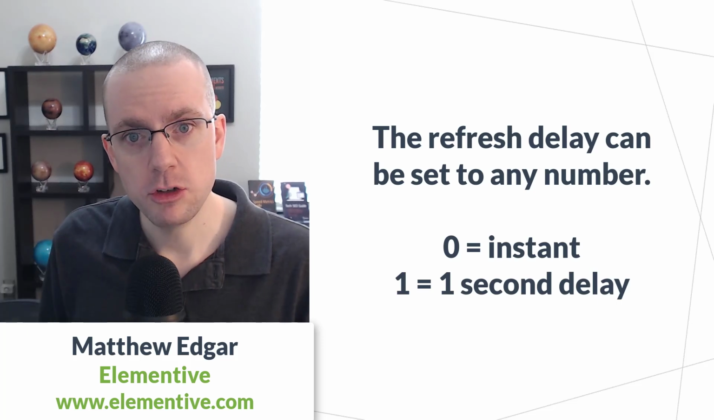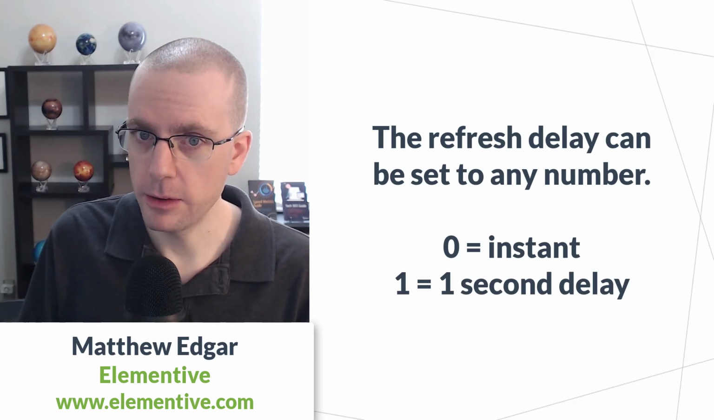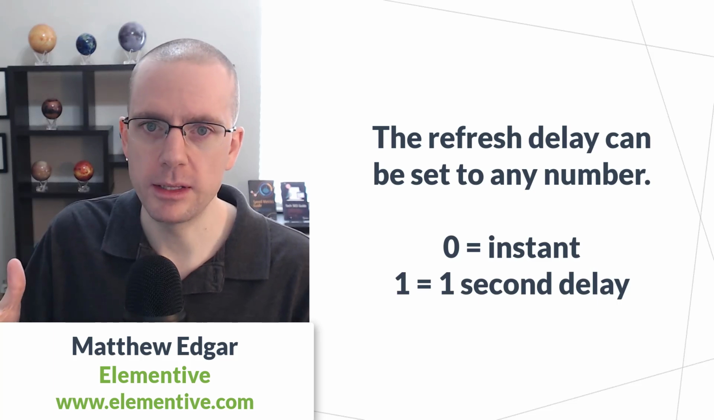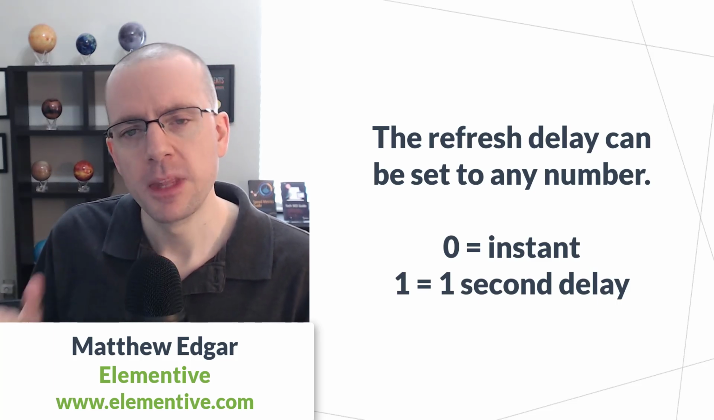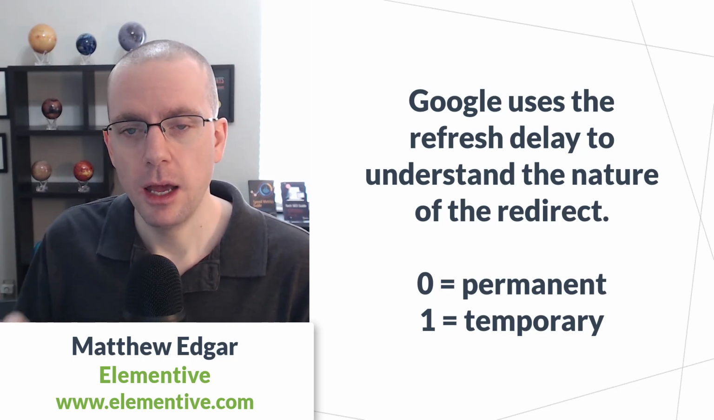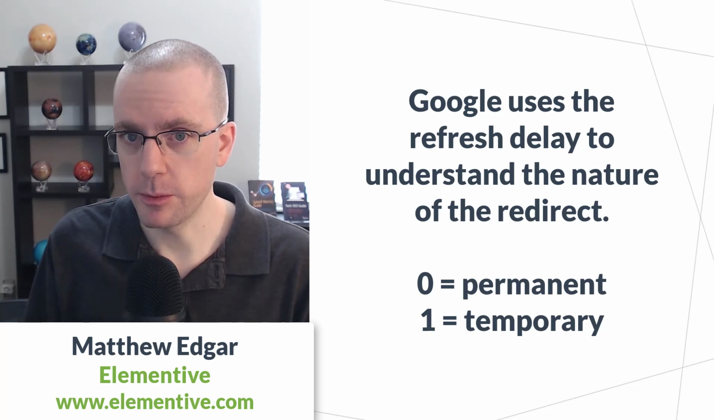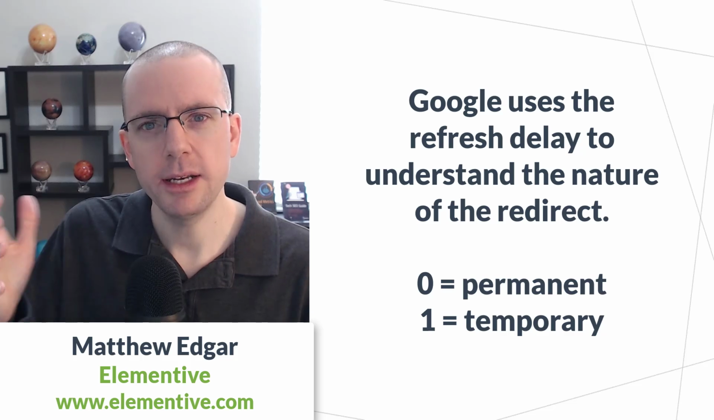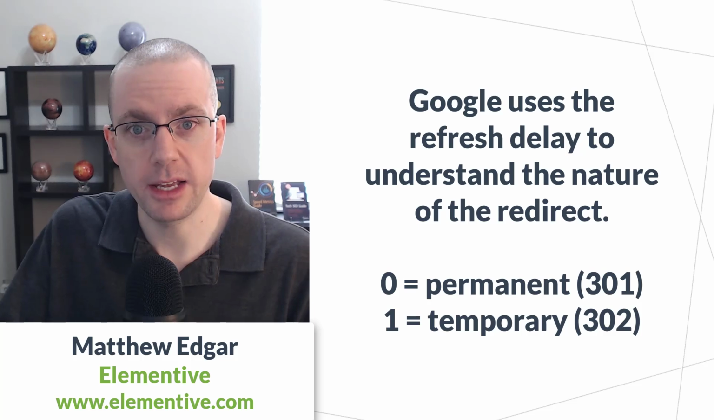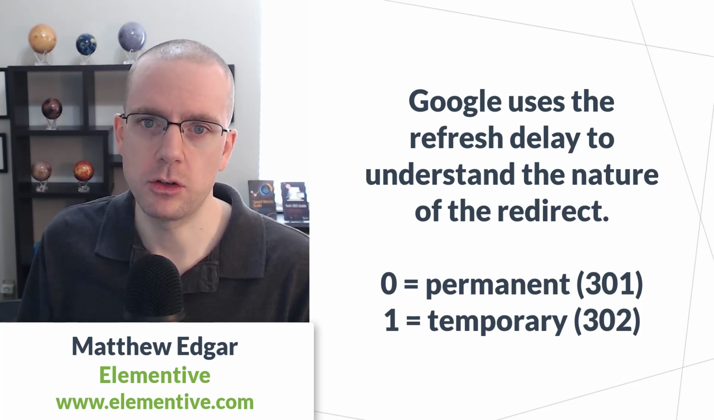Now, you can change this numerical value to be content equals 1 instead of content equals 0. This adds a delay to the refresh, so the refresh won't be processed for about 1 second after the page is loaded. Google uses this numerical value to determine what type of redirect this is. A 0 indicates this is a permanent redirect, where a 1 indicates this is a temporary redirect. If you're familiar with a 301 and a 302 status code, a 0 is equivalent to a 301 status code sent by a server-side redirect, and a 1 is the equivalent of a 302 redirect sent by a server-side redirect.